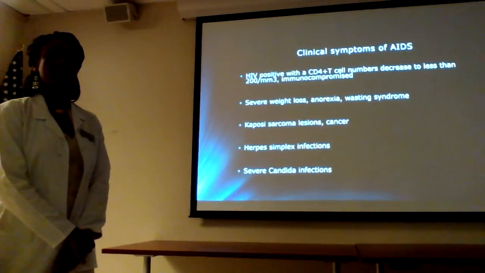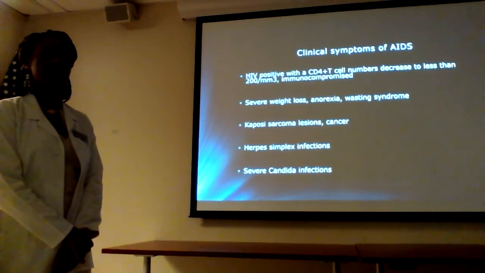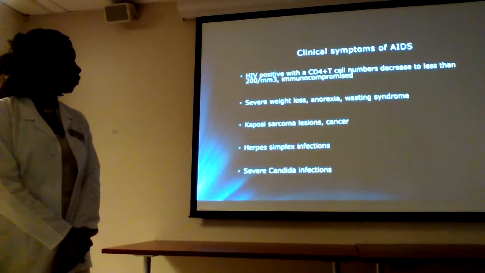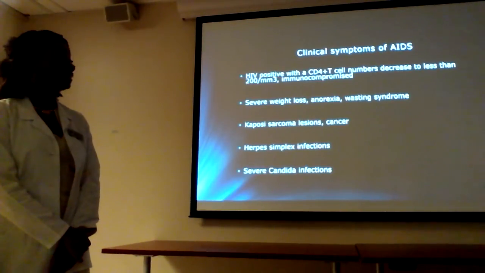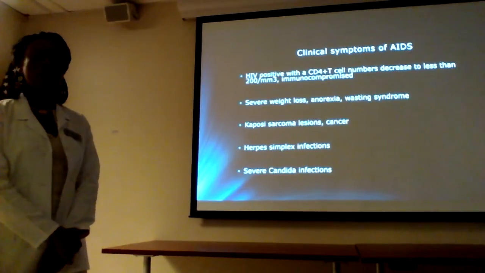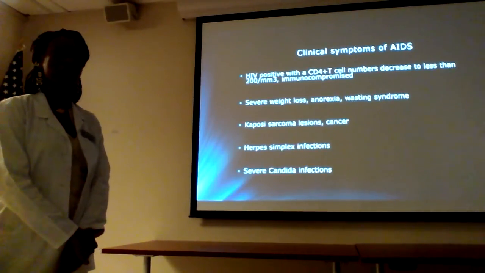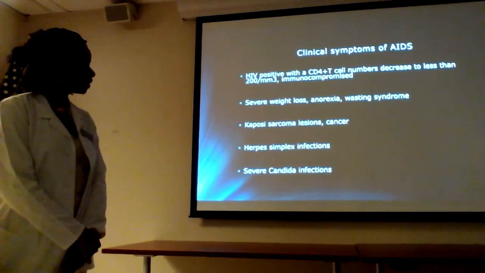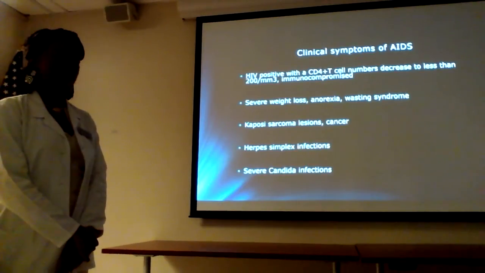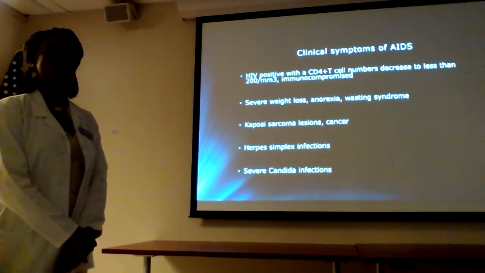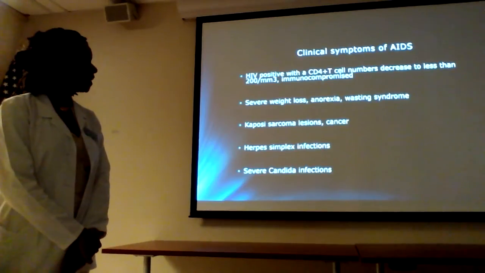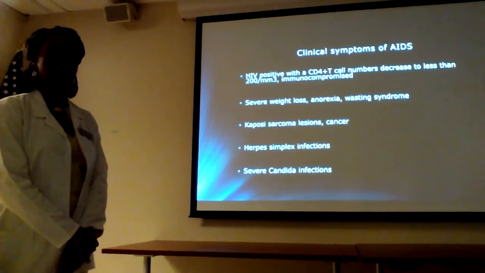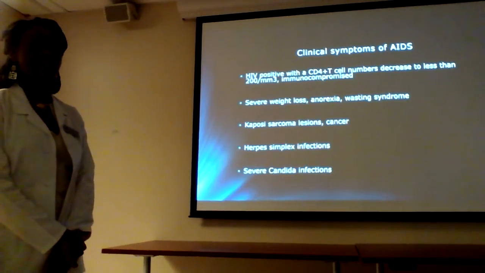Clinical symptoms of AIDS, which is acquired immune deficiency syndrome. That's when the patient's CD4 T cell numbers decrease to less than 200 per cubic millimeter. The patient is classified as immunosuppressed. The patient will present with severe weight loss, anorexia, and a wasting syndrome. The patient is susceptible to cancers, infections, viral infections, fungal infections, as well as parasitic infections.